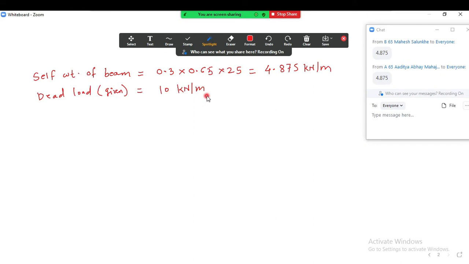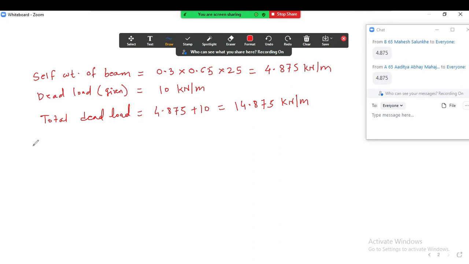So that is why we are calculating the self weight exclusively and then adding it. Now we will calculate the total dead load. Total dead load is equal to 4.875 plus 10, which is equal to 14.875 kilonewton per meter. So this is our total dead load.